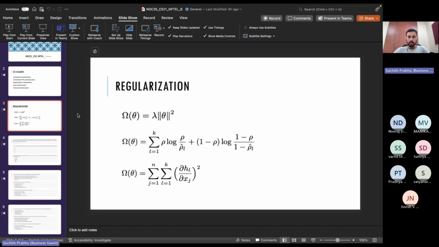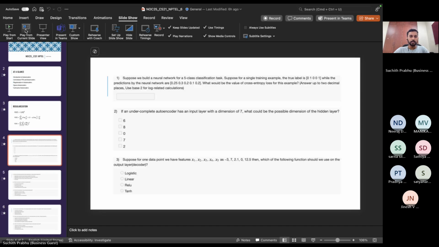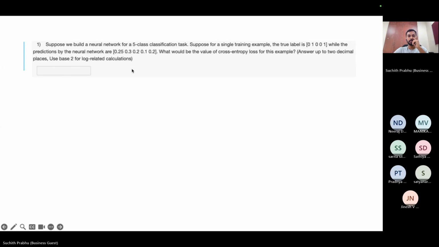Okay, so one correction. This is actually not cross entropy. This is actually KL divergence that we are computing here between two distributions. Cross entropy is just P log Q hat. So basically you have to compute cross entropy between these two distributions. So it's negative P log Q. You have to compute this for all the values.